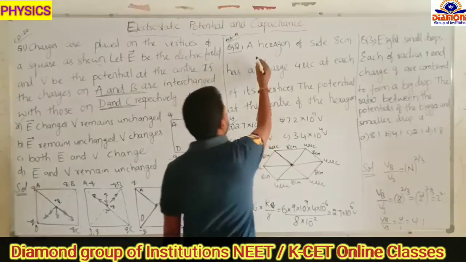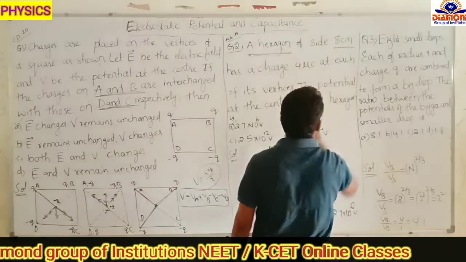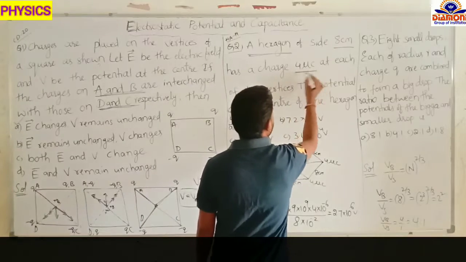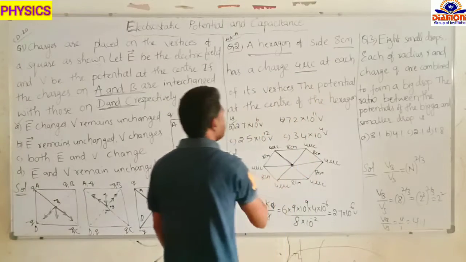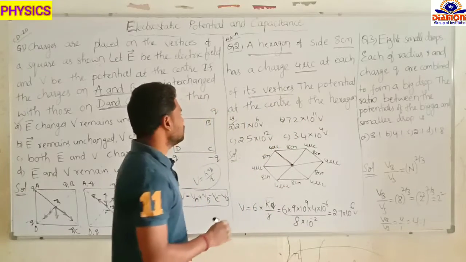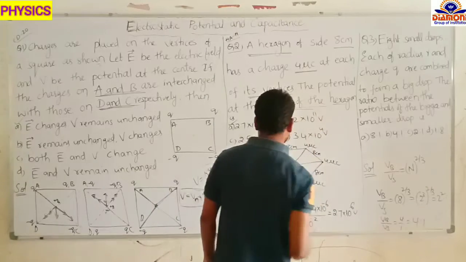Now come to see the second question. A hexagon. Hexagon means 6 sides. Each side's length is also given as 8 centimeters. It has a charge of 4 microcoulombs at each of its vertices. That means at each corner it has the 4 microcoulomb charge. The potential at the center of the hexagon is what we have to find.